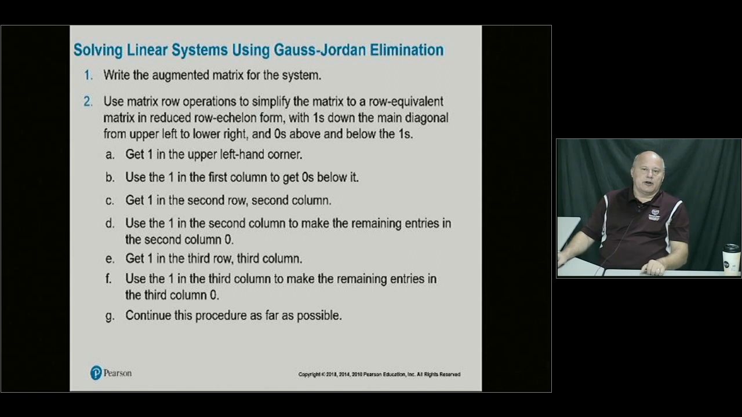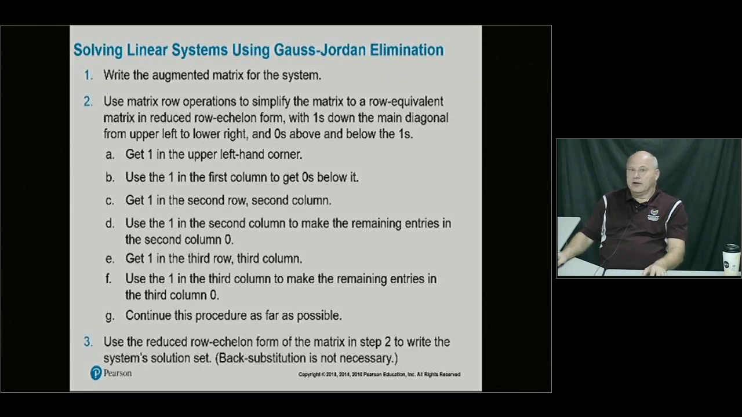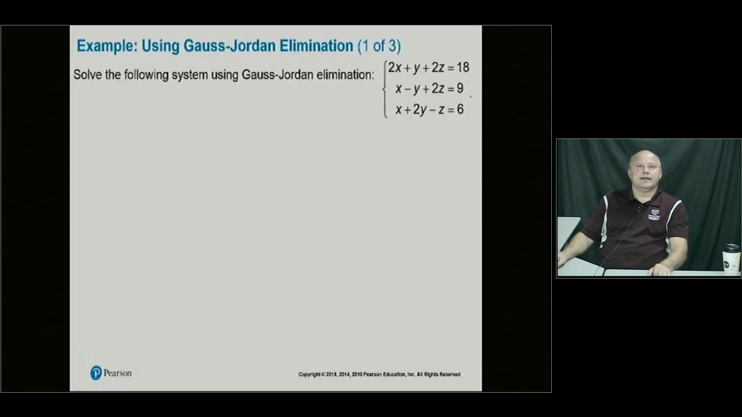The thing is, people would argue, and I think they have a good argument, it's not worth it because the row operations do take a little bit of time, and you'd be done quicker if you just do the back substitution. So take it for what it's worth, okay? And then we're going to use the reduced row echelon form of the matrix in step 2 to write the system's solution set. See, it says back substitution is not necessary. Okay, that's the advantage of the Gauss-Jordan method.